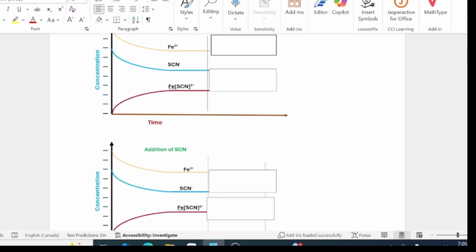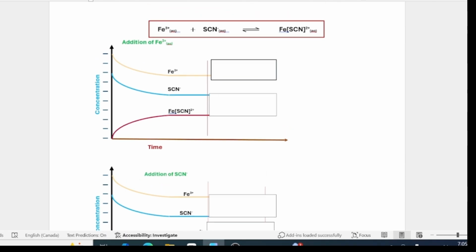So these are the equilibrium concentrations of iron 3 ions, thiocyanate ions, and iron thiocyanate ions in the equilibrium mixture. We're adding iron 3 ions to it. So what do you expect to see? You add something, it will spike. What will happen with the equilibrium? The equilibrium will shift to the right. So for it to shift to the right, this has to react with that. So you expect this to decline and that to increase.